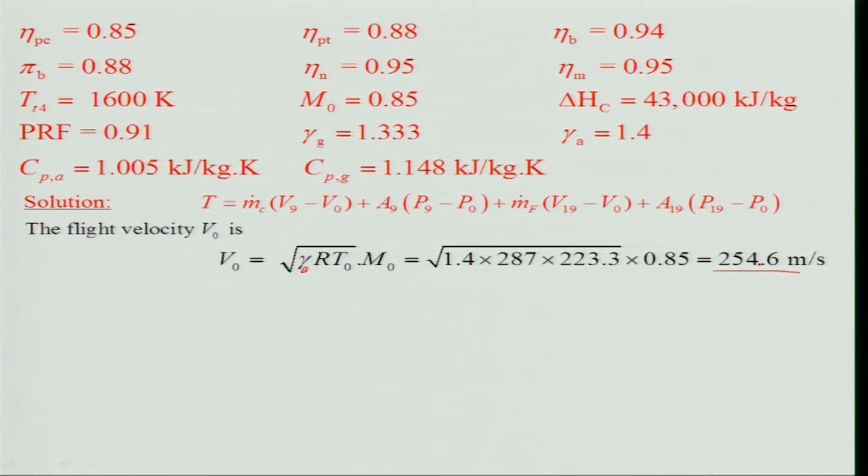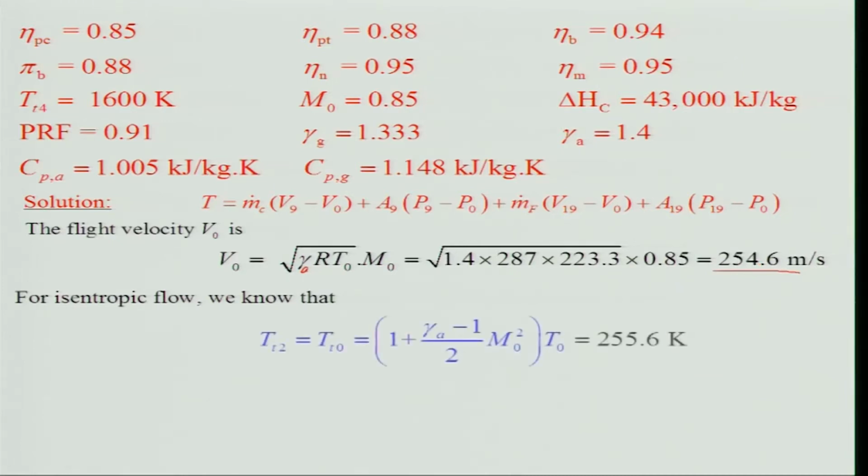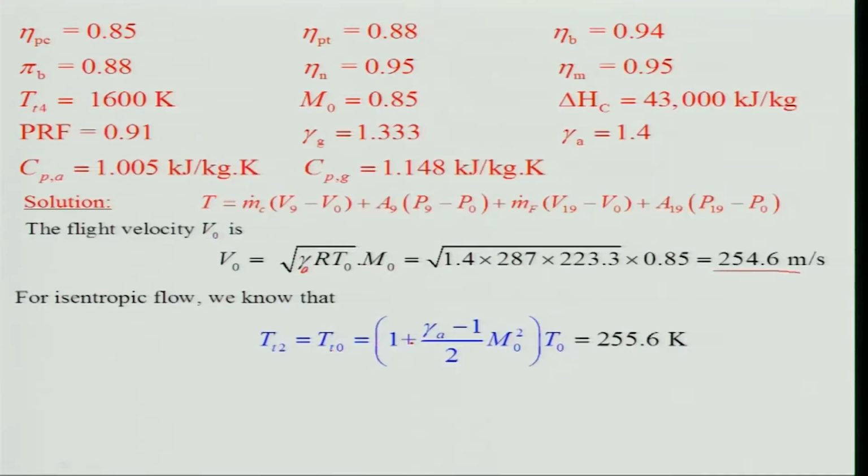For isentropic flow, we know that Tt2 is equal to Tt0. Keep in mind that in this air intake we are not adding any work, nor is any heat going out. Therefore, the temperature remains constant, and Tt0 can be related to T0 in terms of Mach number, which we know very well. Substitute these values of Mach number and gamma a, and you will get the value.